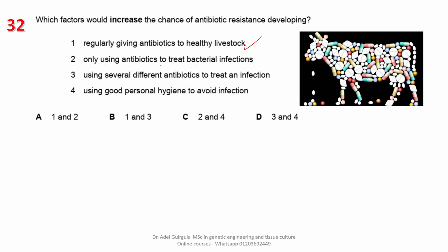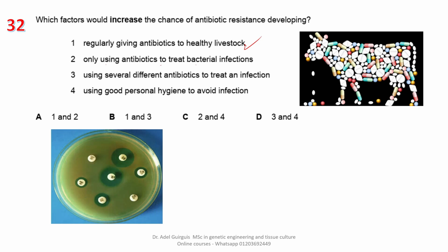We use antibiotics to treat bacterial infection after a certain test called the antibiotic sensitivity test is done in the medical lab to check which antibiotic is perfect or susceptible to kill this type of bacteria. Okay, like these 2 types, for example, they are highly sensitive to kill the bacteria. So only using antibiotics to treat bacterial infections would decrease the chance, so that's wrong.